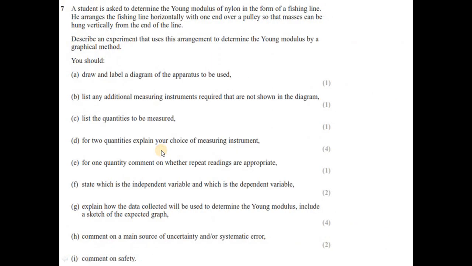Question number 7. A student is asked to determine the Young modulus of nylon in the form of fishing line. He arranges the fishing line horizontally with one end over a pulley so that masses can be hung vertically from the end of the line. Describe an experiment that uses this arrangement to determine the Young modulus by a graphical method. You should draw and label a diagram of the apparatus to be used.